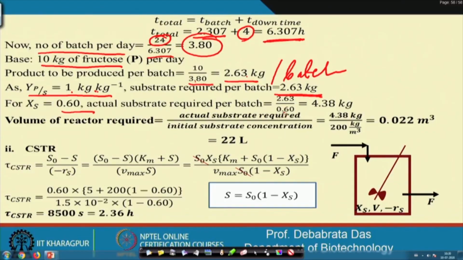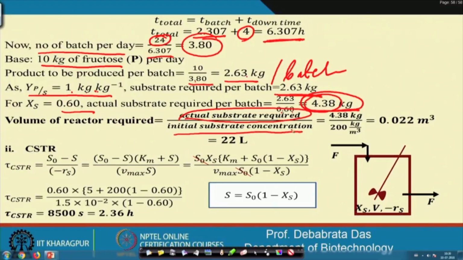So, we can divide by 0.6360, then we find out this is the actual amount of substrate required for this fermentation process. Now, the question comes, what will be the volume of the reactor? The actual amount of substrate required is how much? 4.38 kg.